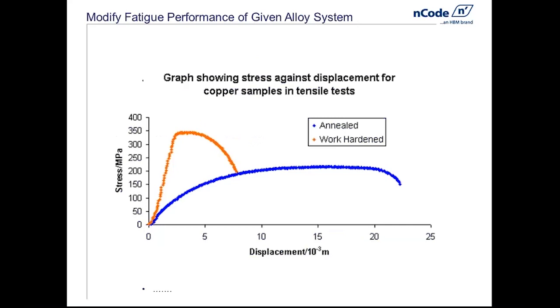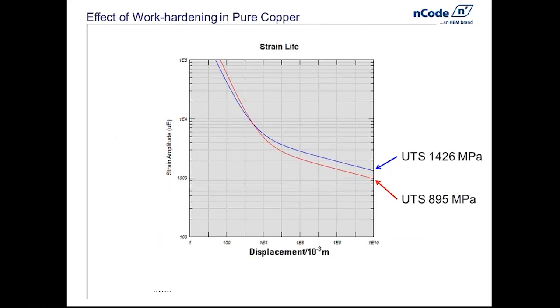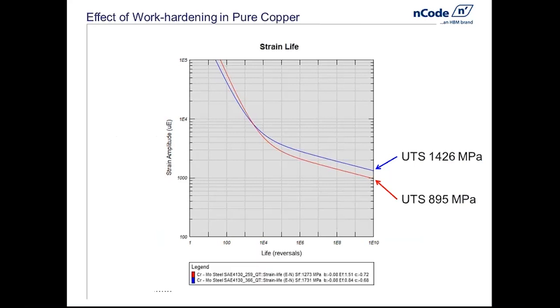I put up my example of the copper again. This is work hardened versus annealed. And then I show you, as an example from our own database and software, what the effect of increasing the UTS is. This particular steel is SAE 4130, heat treated to two different conditions, one of which has a higher UTS than the other. And you can see at long lives that's decidedly beneficial, but of course at short lives it's not so good.